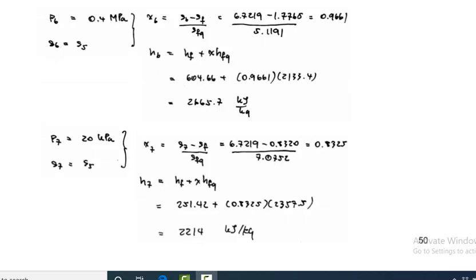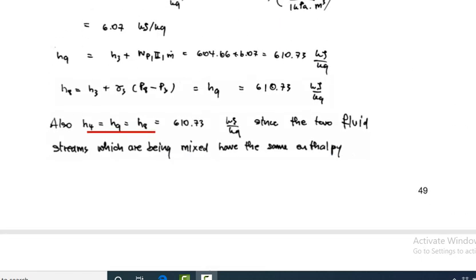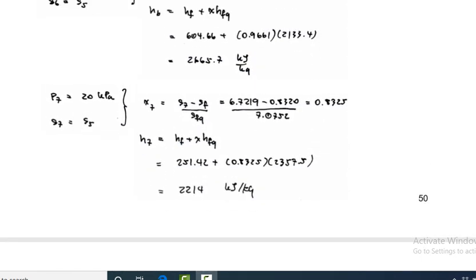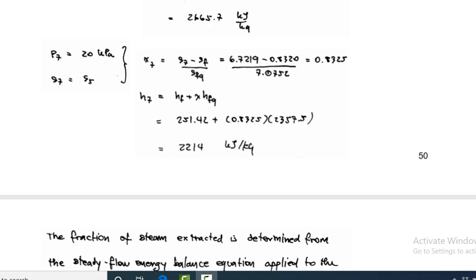After that, you go to the P7 section. Section 7 is at 20 kilopascal. And again S5 equals S7, because again go to this one. From 5 to 7 is a line perpendicular to the entropy axis, that is, the entropy is the same. And then you have to find the dryness fraction and enthalpy. You put the values again, with the same formula repeated. You get 0.8325. And then find H7, the enthalpy at point 7, HF plus X HFG, that is 251.42 plus 0.8325 times 2357.5. You will get 2214 kilojoules per kg.